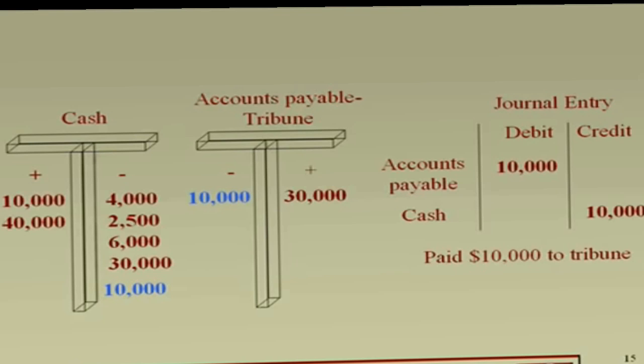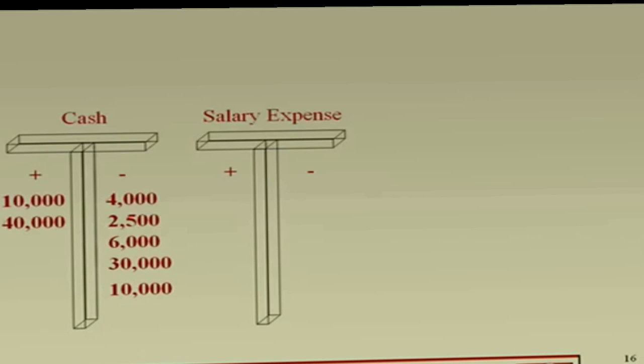What's the next one? The company paid 5,000 cash for salary expense. So, what two accounts are impacted? Cash and salary expense. Here cash, you already had prior transactions, and salary expense, up to now, nothing's happened. So, cash goes down 5,000, and you have an expense, so expense is plus 5,000. So, let me repeat, it will be cash minus 5,000, salary expense plus 5,000.